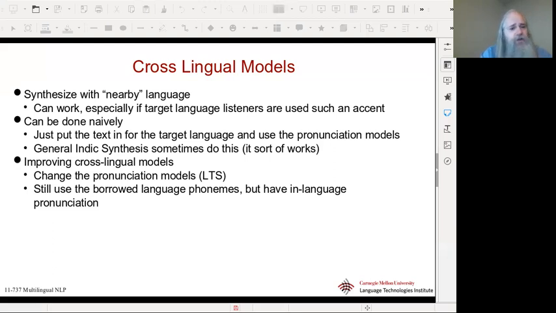How can you improve cross-lingual models? So one thing is changing the pronunciation models. So you take into account the phonemes that are actually available in your donor language, and you try to map them appropriately for your target language. And this can make things a lot better. It sounds like a more fluent speaker of the target language. It still may have the other language accent, but it makes it more acceptable. Okay. And so you can get something that's better than just naively putting the text in.